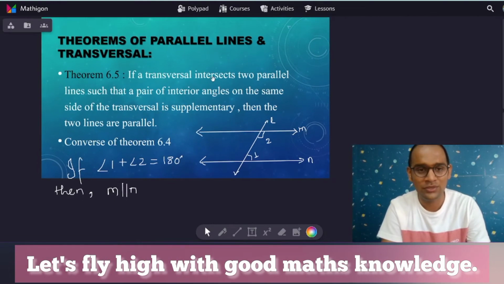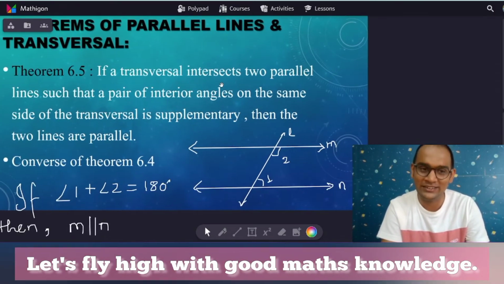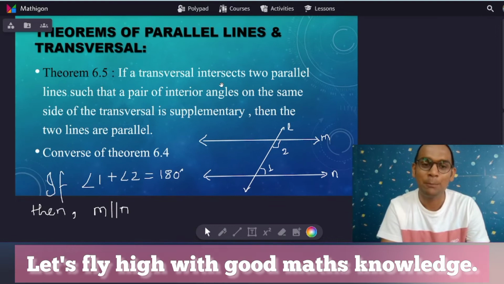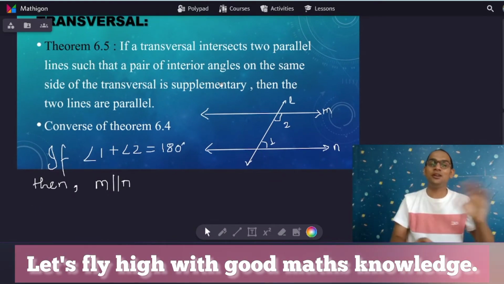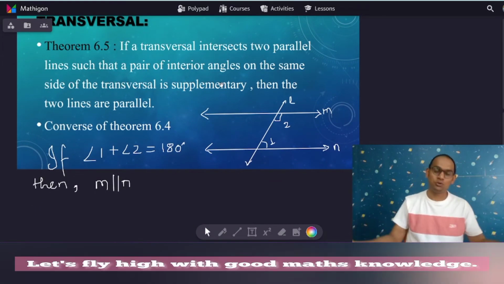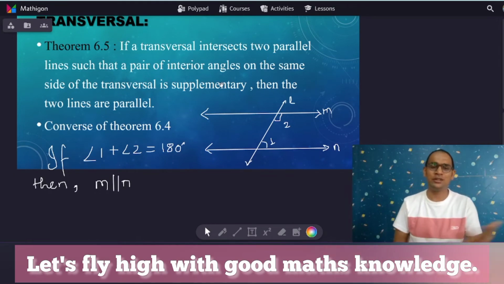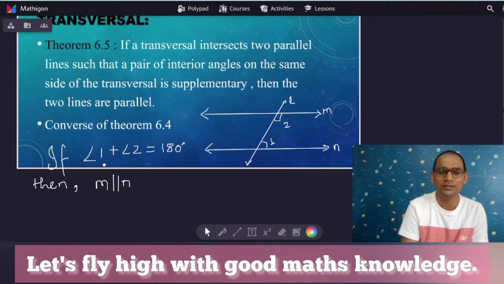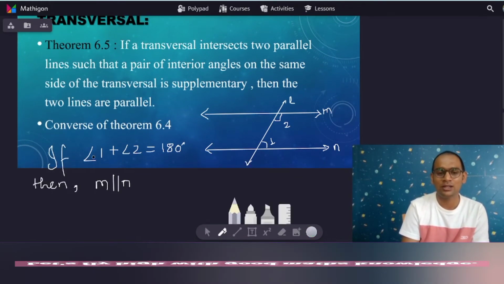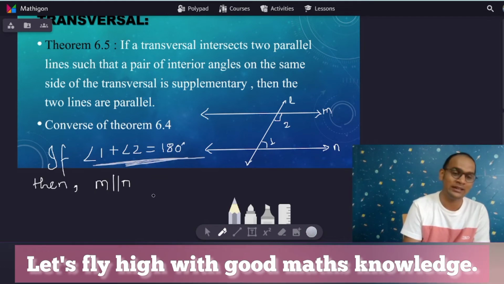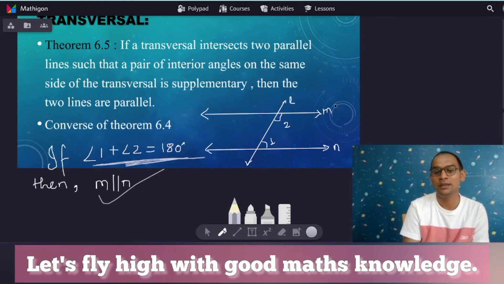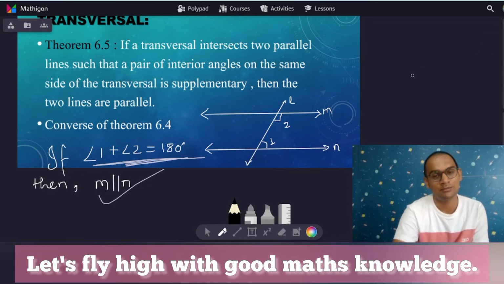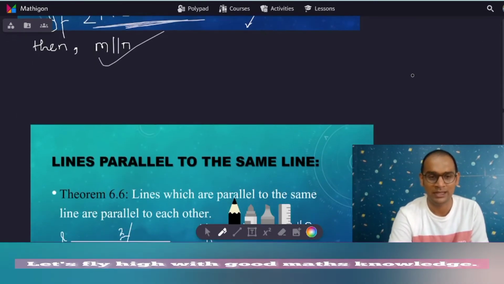Theorem 6.5 says if a transversal intersects two lines such that a pair of interior angles on the same side of the transversal is supplementary, then the two lines are parallel. It's just the converse of the previous theorem which we discussed. What is the condition over here? The condition is if angle 1 plus angle 2 is 180 degrees, then the result will be that the two lines on which these two interior angles on the same side are formed are parallel. I hope that makes sense.